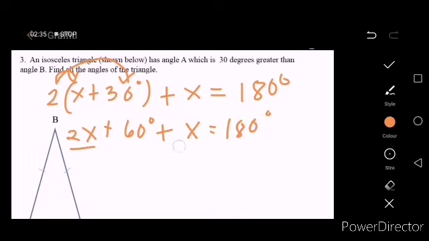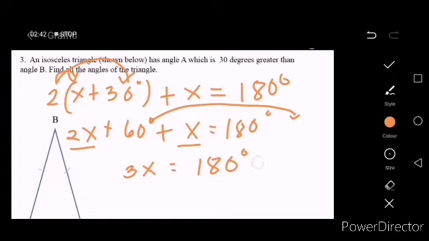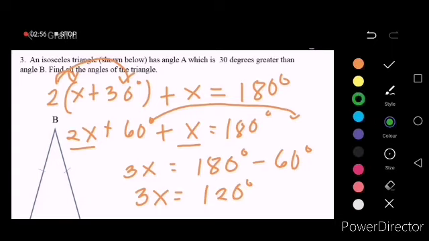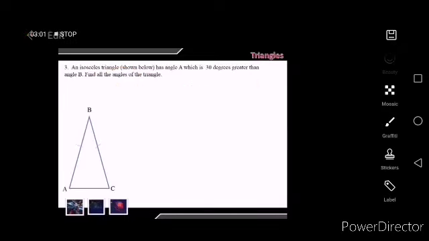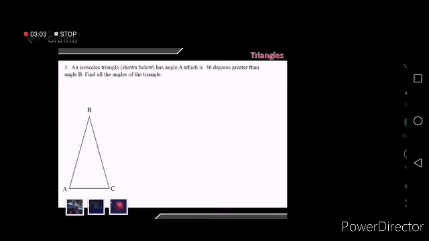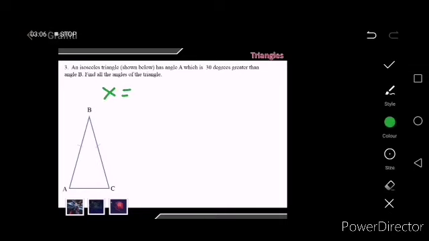Now, adding 2x and x will give you 3x. And then, transposing 60 degrees here on this side will give you minus 60 degrees here. And then, this will become 3x and this will become what? Yes, 120 degrees. Dividing both sides of the equation by 3, okay, x will be now equal to what? Yes, x will now be equal to 40 degrees.